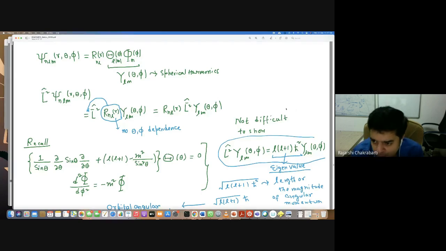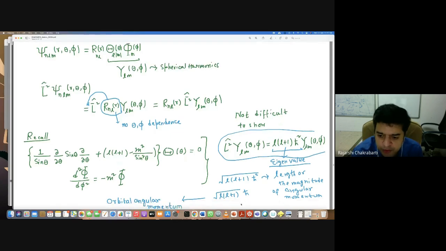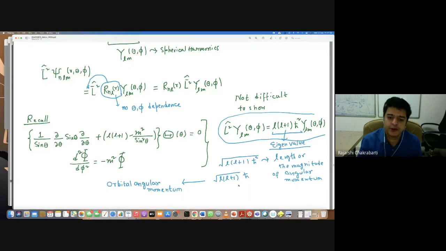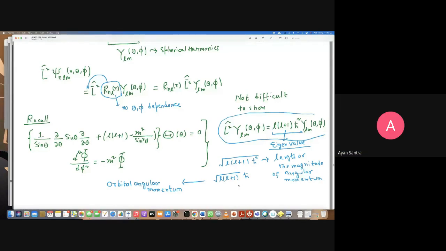So L into L plus 1 times h cross squared is the eigenvalue for the square of the total angular momentum. If I take the square root of that, it gives you the length or magnitude of the total angular momentum, which is root over L into L plus 1 times h cross. This one you know. This is the orbital angular momentum value.